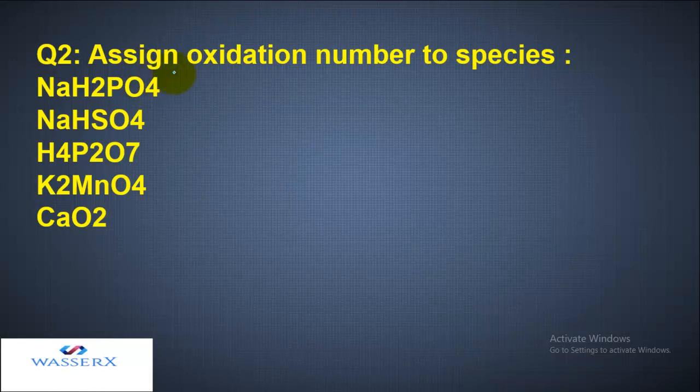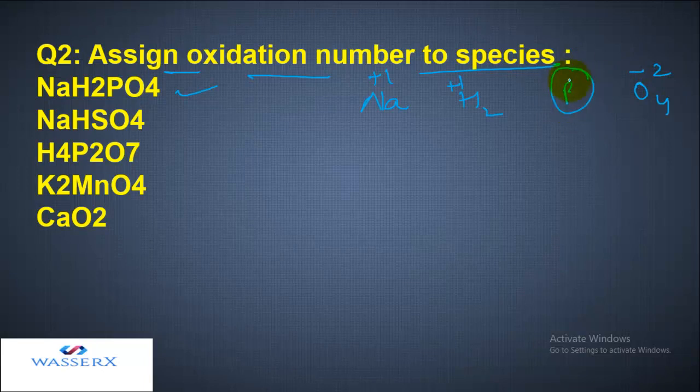Another question is, we have to assign the oxidation number to all the species, or we can say all the atoms involved in the formula. So let's do it for NaH2PO4. Separate them. Now, for Na we know it is +1. For hydrogen we know it's +1. Phosphorus I have not confirmed, and for oxygen it is -2. So what I'm going to do is find the oxidation state for the atom which I have not confirmed. Let's assume it as X.